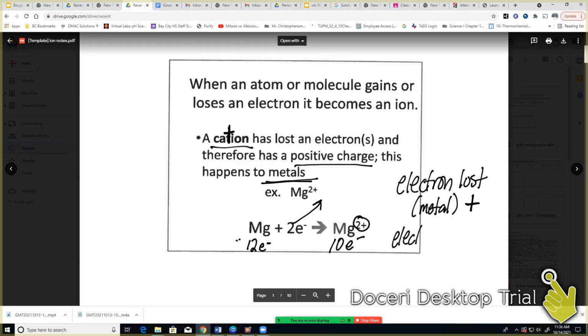If electrons are gained, and that's what the nonmetals do, then they become a negative ion. And it'll be positive or negative to the amount of electrons they either gained or lost. So for instance, this magnesium lost 2, so it's positive, and then it's a 2 with the positive.